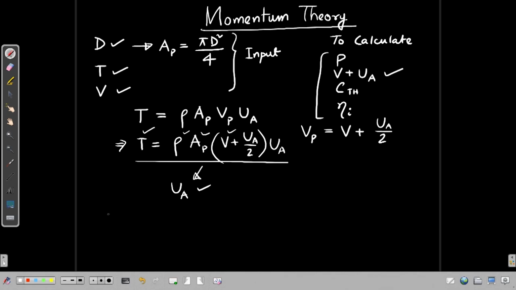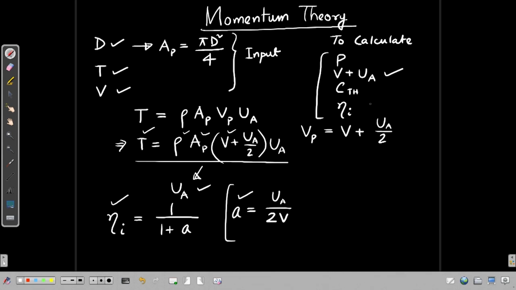Next, eta I is given by 1 by 1 plus A, where A is the fraction given by UA by 2V, which is UA by 2, the axial induced velocity at the propeller plane, divided by the advance velocity V. Now, once we have computed UA, we can calculate this fraction A and this gives us the value of eta I. So, this part is done.